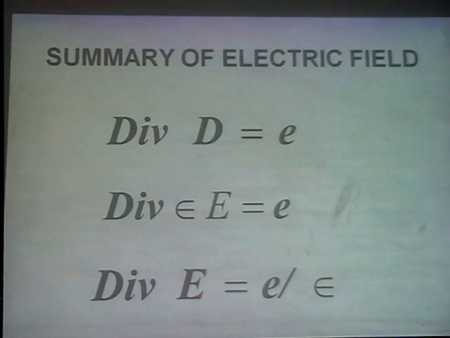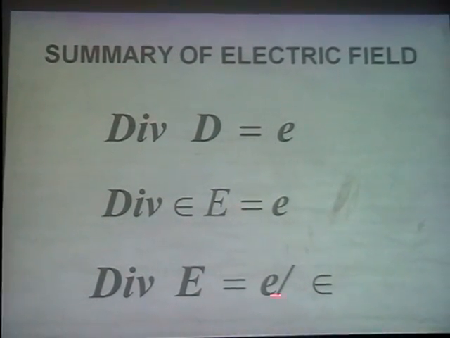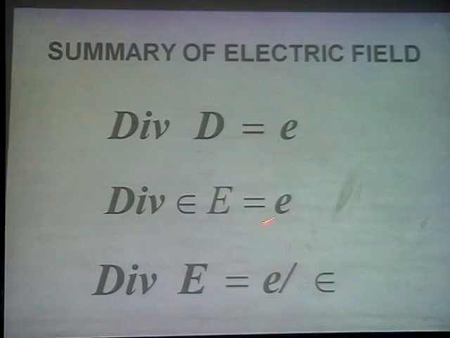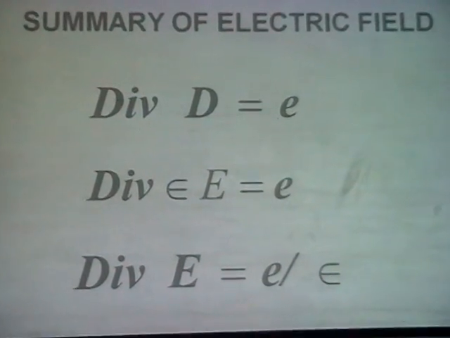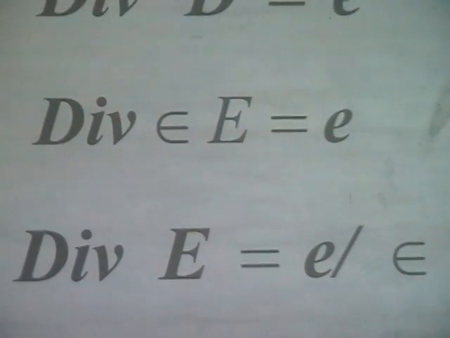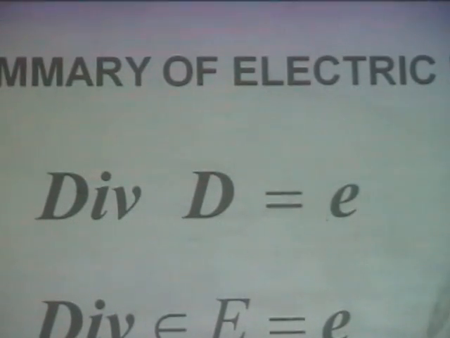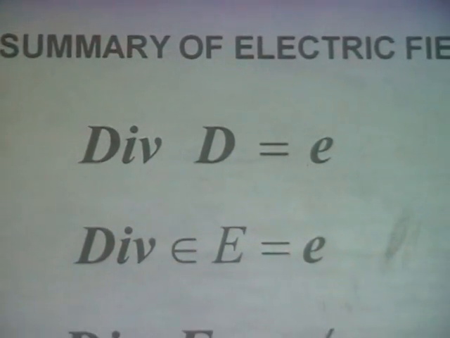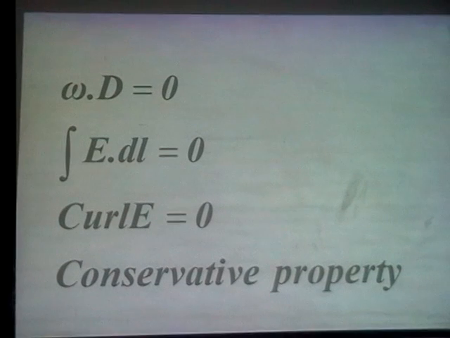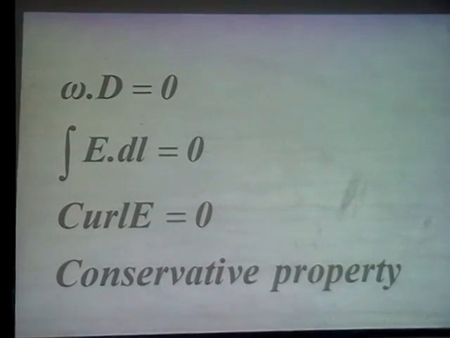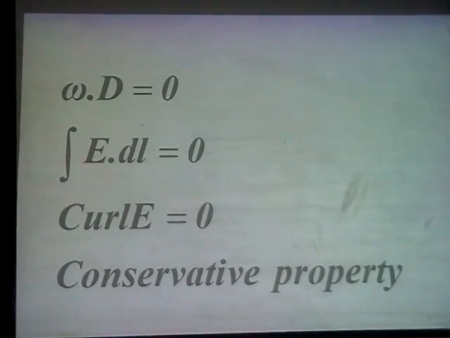So, summary of electric field. Electric field has divergence. Divergence of D is rho, D is epsilon E, divergence of E is rho by epsilon. So this equation tells you that for electric field, divergence exists. And you have to know what the conservative property is. So tell me, what is conservative property?